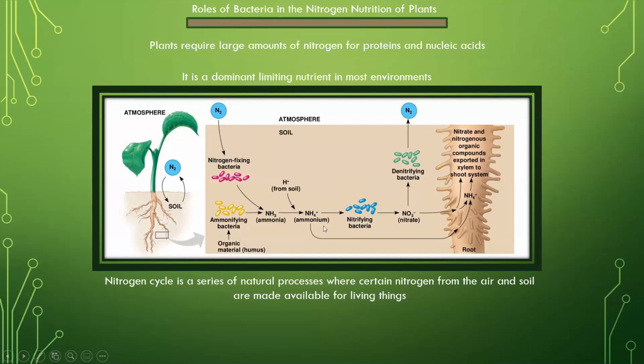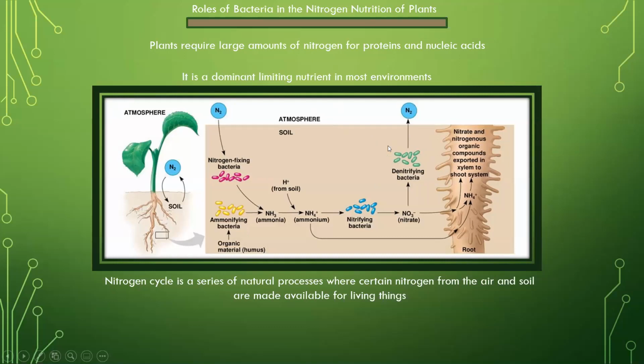And so there are bacteria that are then going to take that ammonium and nitrify it and make it into nitrate, which can also be absorbed as another form of nitrogen for plants. And so they'll absorb nitrate and nitrogenous organic compounds and export them to the xylem and the shoot system, right? They're going to be taking that nitrogen and moving it up so that they can use it for their metabolic processes.